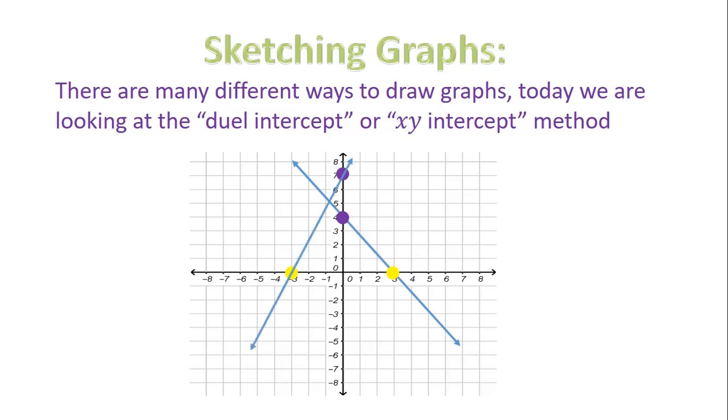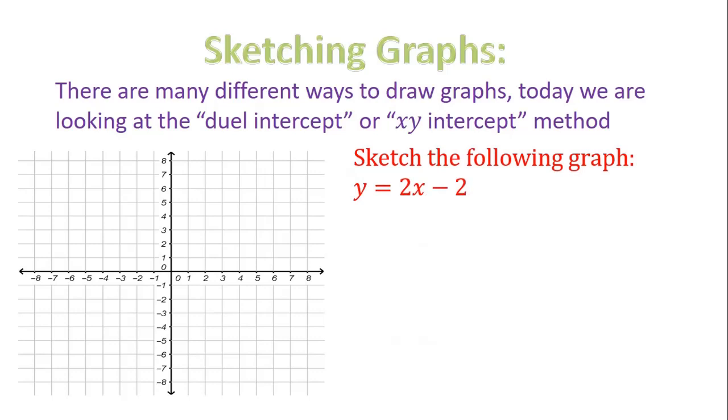Now how do we work that out? Let's have a look at an example. Sketch the following graph: y equals 2x minus 2. And now the structure, or the way I'm going to be showing you, please take note. Almost do it word for word or letter for letter when you're doing this method.